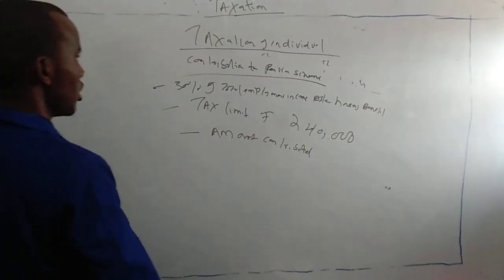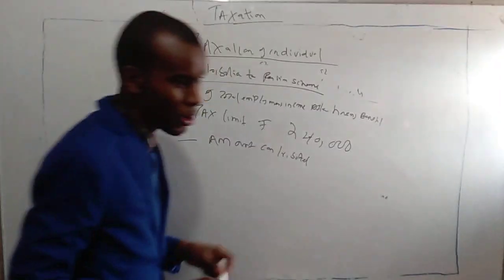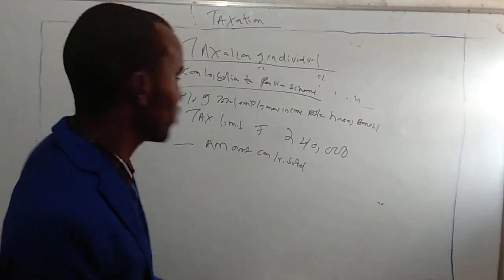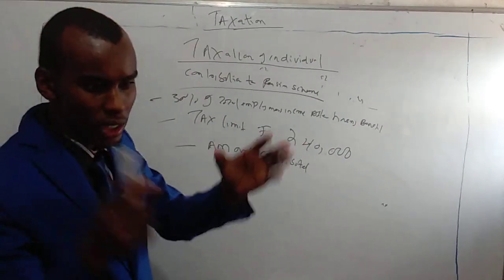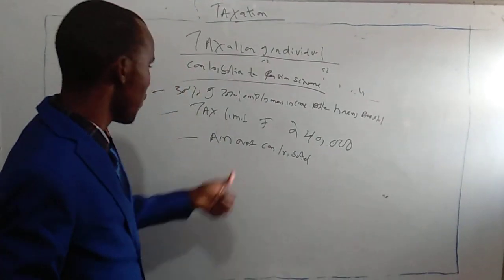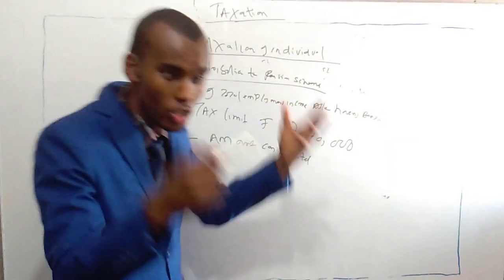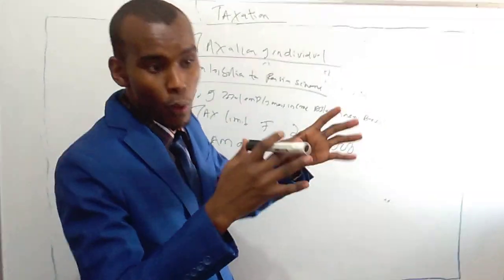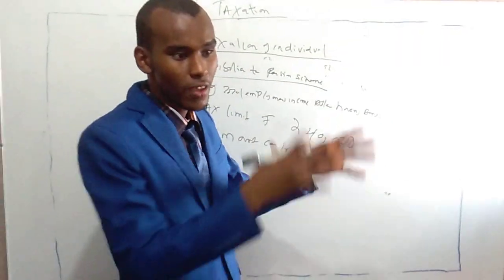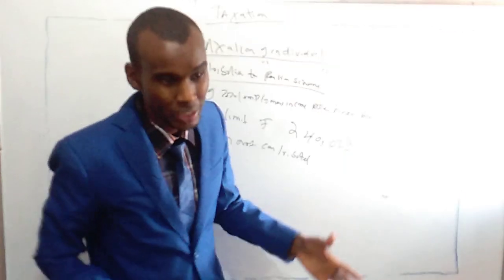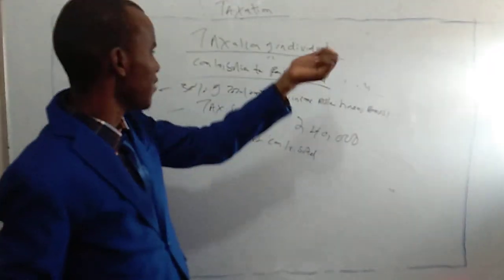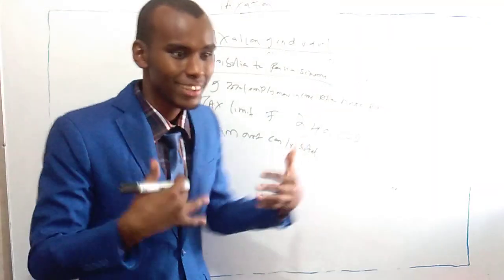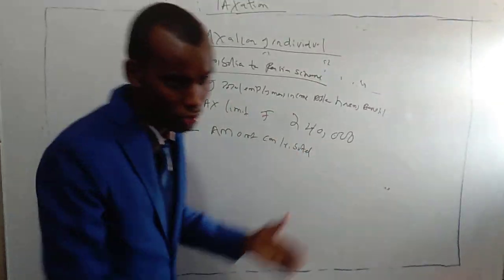So you see, contribution to pension scheme. When you're contributing to a pension scheme, they look for 3 things: 30% of total employment income after housing benefit, the tax limit of 240,000, then the amount contributed. Then you tax the lower. Remember, when getting the benefit, they normally go for the highest. But if it's the government contributing, they take the lowest. So we tax the lower of the 2.